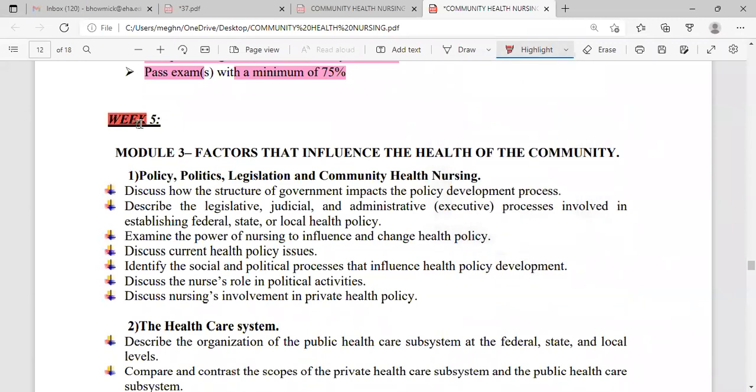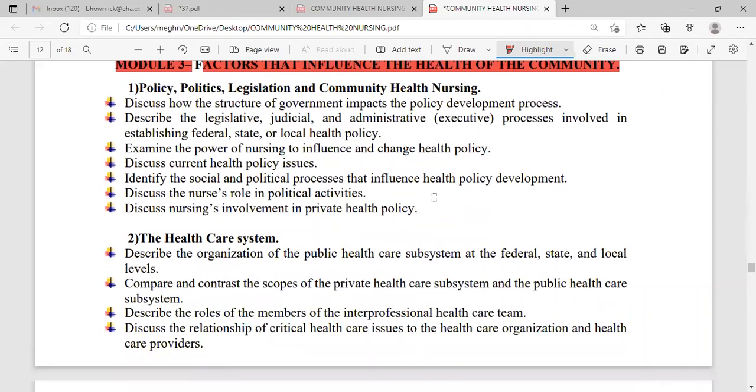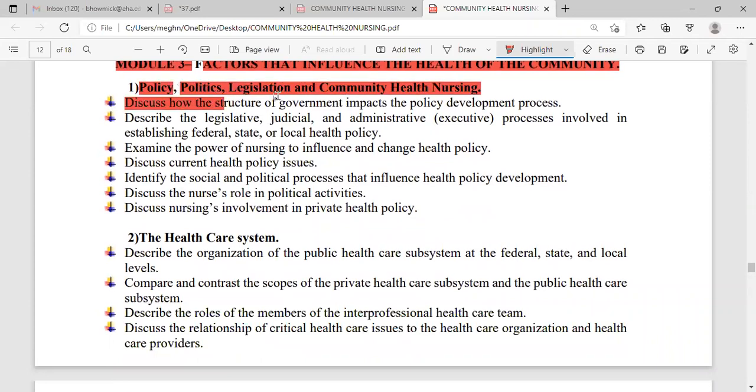Week 5, module 3, factors that influence the health of communities. So one is policies, right? Politics, legislation, the community health, and also the health care plan system.